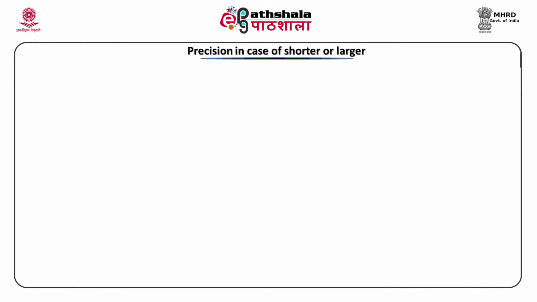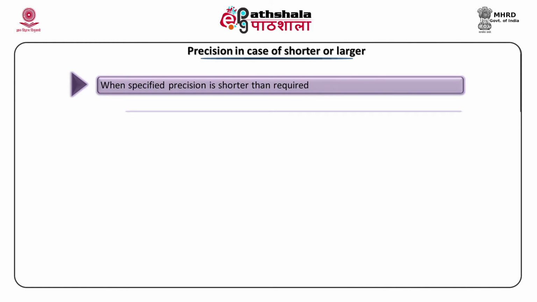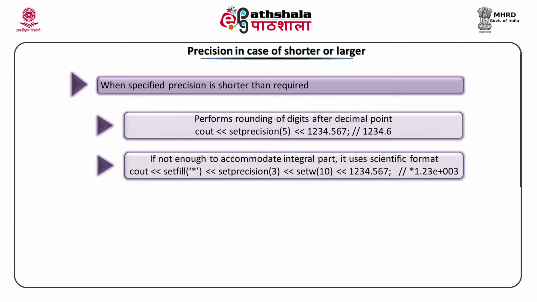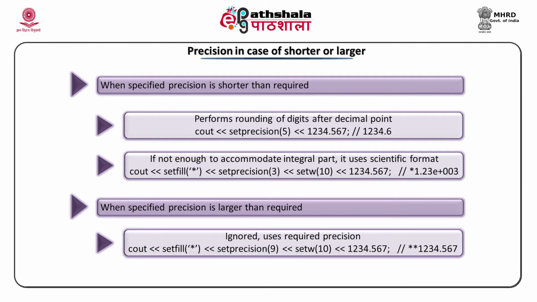That means, if the precision is shorter or larger, what will be the effect? As we have seen, if the precision is shorter, then it will do rounding after the decimal point. What if the precision is smaller for the integral part? For example, I have said 1234.567, but I have set the precision of only 3 digits. Obviously, in such cases 1234 cannot be rounded, and instead it will use scientific format to display such items. When the precision is larger, it will be ignored and only the required precision will be used.